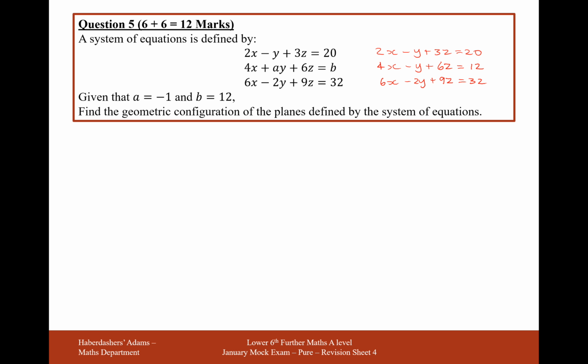Now, the method that we've been given for this is to solve the simultaneous equations, or attempt to solve them, and see how the equations of the lines match up. So, what I've seen here is that the y variable, if I take away equation 1 from equation 2, will leave me with no y's in that equation. So 4x minus y plus 6z equals 12, take away 2x minus y plus 3z equals 20.